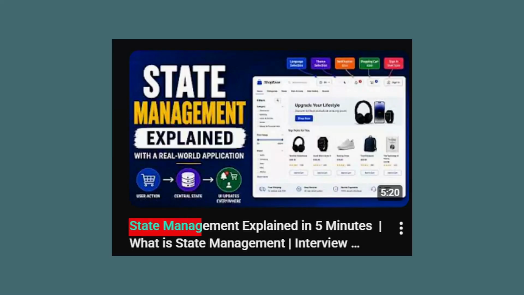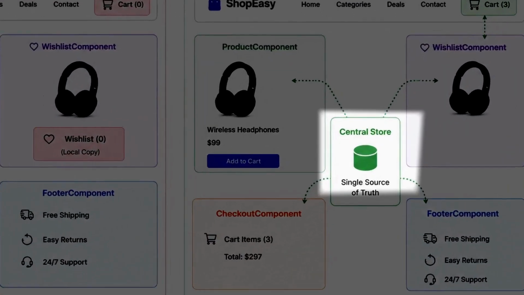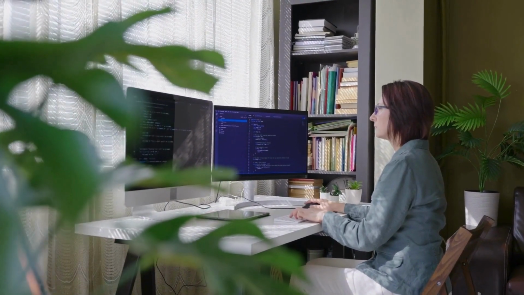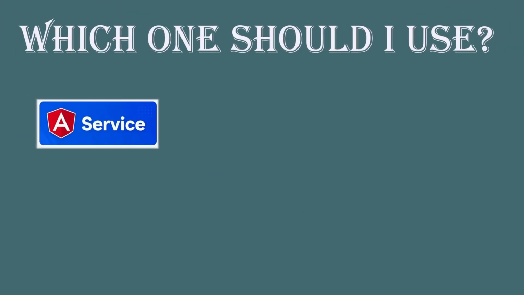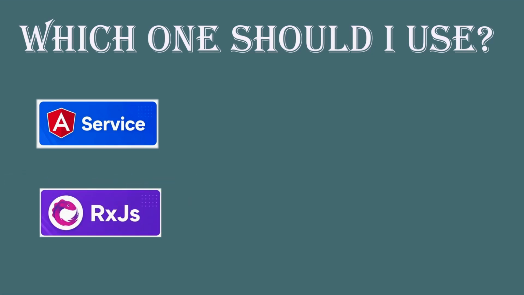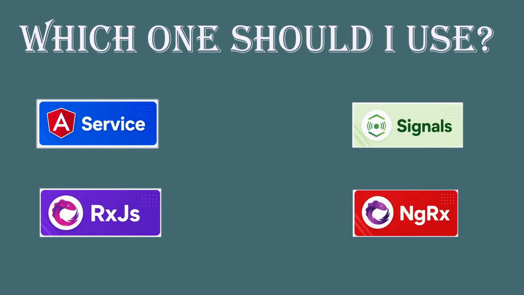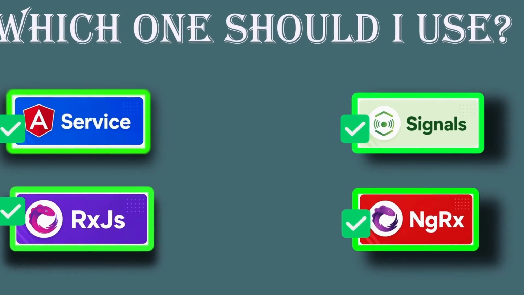In the previous video, we learned what state management is. We saw that instead of every component keeping its own copy of data, it's much better to have one central source of truth. But if you are learning Angular, you have probably noticed something confusing. Some developers say just use services, others say everything should be RxJS, then Angular introduced signals, and on top of that, many enterprise applications use NgRx. So, which one is actually correct? The answer is all of them because they solve different problems.